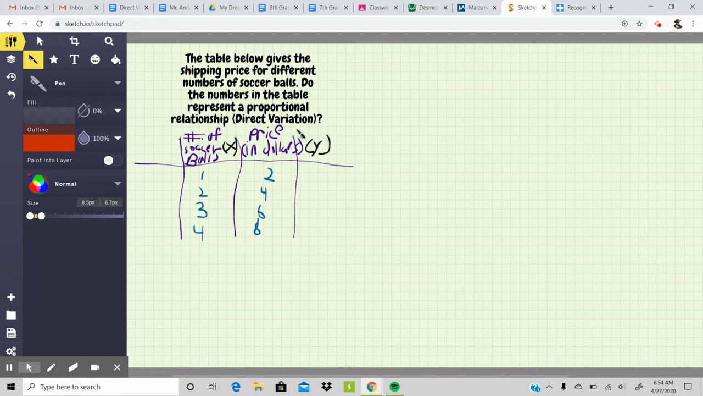All right, so in this column right here, the x variable is represented by the number of soccer balls. So if we're shipping one, if we're shipping two, if we're shipping three, or if we're shipping four, okay. And then the y variable, the dependent variable, is the price in dollars. So $2, $4, $6, $8.